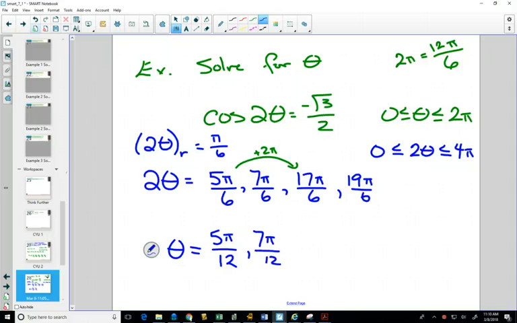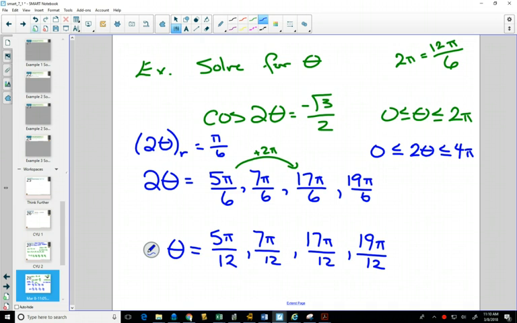When I divide that one by 2 or multiply by half, 7 pi over 12, 17 pi over 12, and 19 pi over 12. Notice that our final answers are between 0 and 2 pi. 2 pi would be 24 pi over 12. And our biggest answer is less than 24 pi over 12.